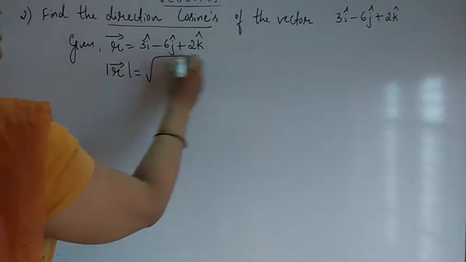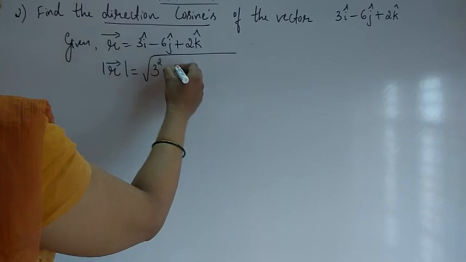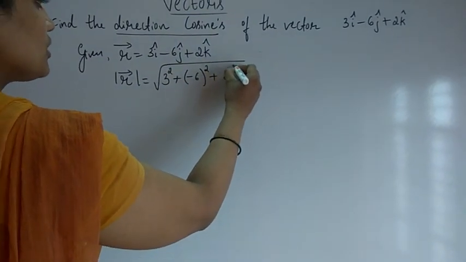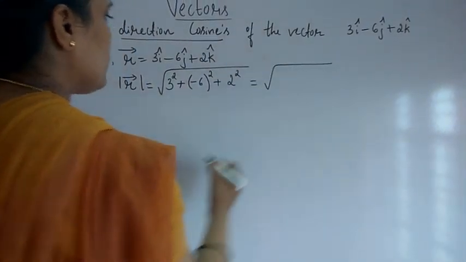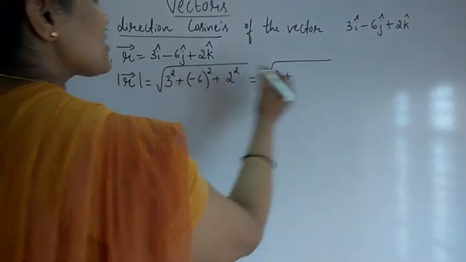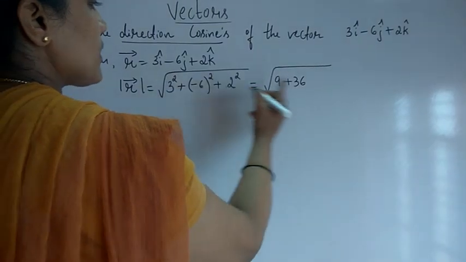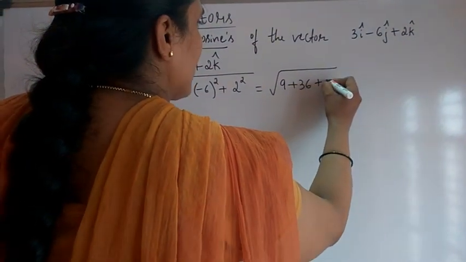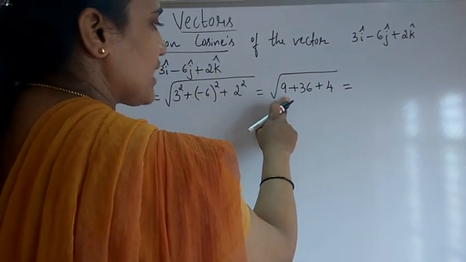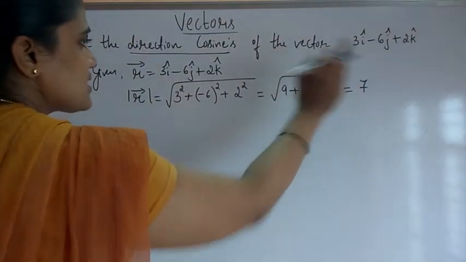Magnitude of R vector is equal to square root of x value 3, 3 square plus y value is minus 6, whole square plus z value is 2, 2 square. So that is square root of 3 square 9 plus minus 6 whole square, which becomes plus 6 square is 36, plus 2 square is 4. So here we get 36 plus 4 is 40, 40 plus 9, 49. What is root 49? 7. Okay. Therefore, magnitude of R vector is 7.